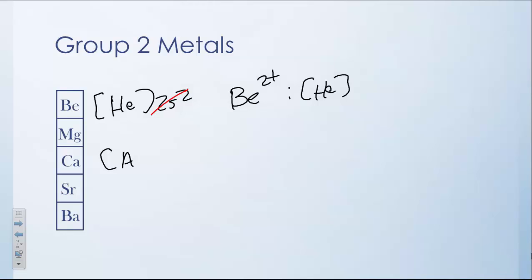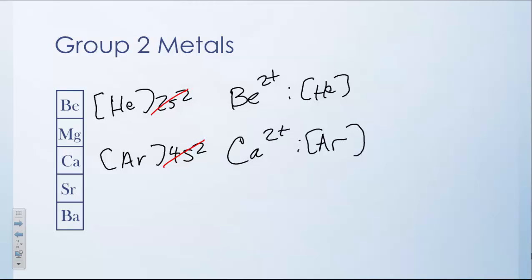Calcium has an electron configuration in its metallic state with argon 4s2, and now as we form a cation, we're going to lose these 2 electrons here, so that calcium 2 plus is going to be isoelectronic with argon. And again, removing any more electrons than that just doesn't make sense.